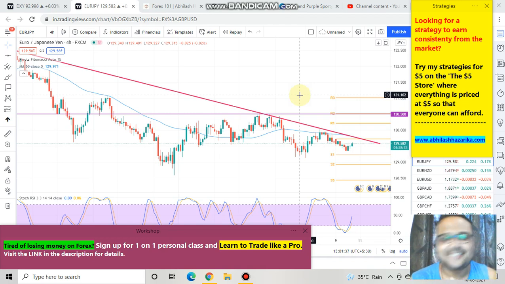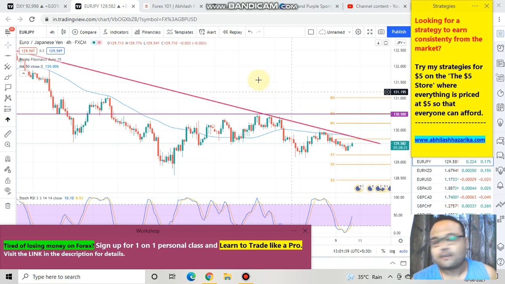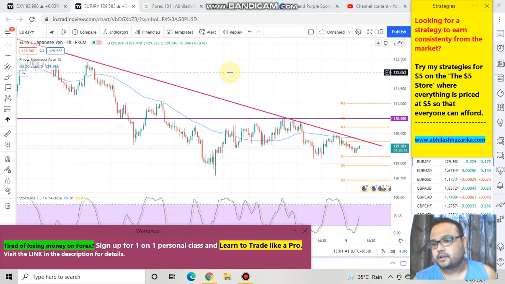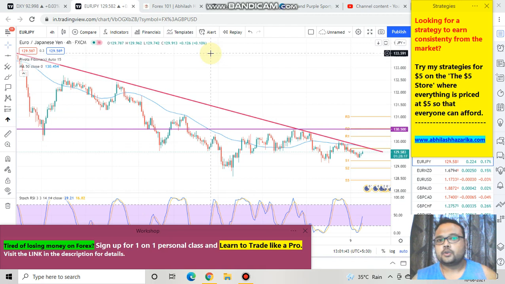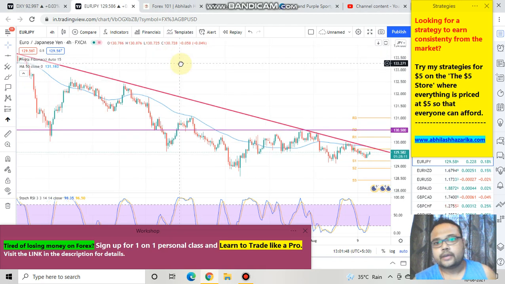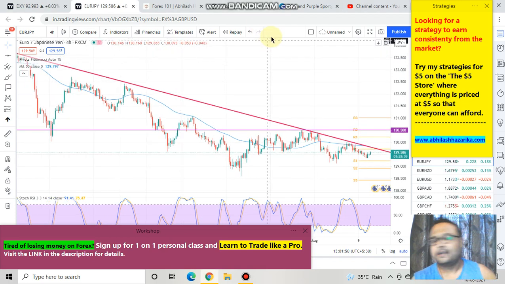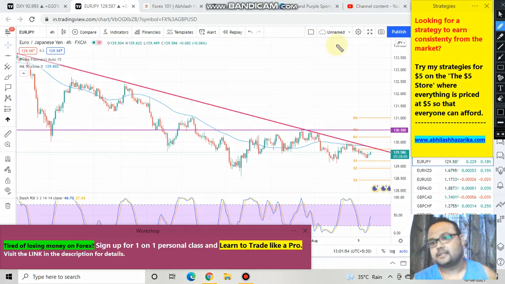So let's get started. This is the 4 hours chart of Euro JPY in front of us right now. As you can clearly see, this market is in downtrend. If we look at the overall trend of the market here, then there is no doubt that this market is under the influence of sellers.